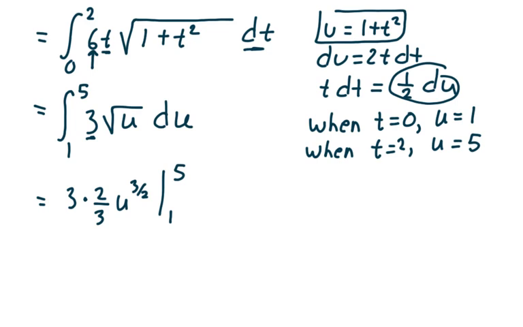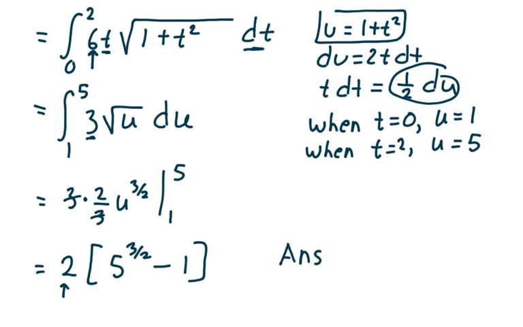The 3's cancel. I'm going to pull that 2 out, and I get 5 to the 3 halves, right, minus 1. And that's, again, times 2. So we get 2 times the quantity, 5 to the 3 halves minus 1. So the correct answer here for this arc length is 2 times 5 square root of 5 minus 1. And that's how we do problem 4A.